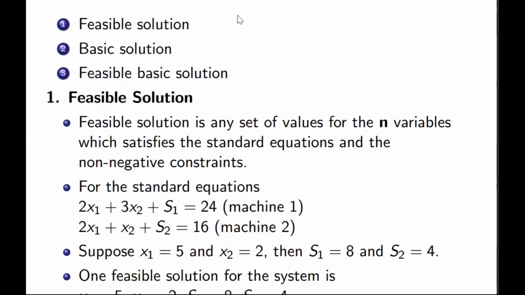So we have number 1, feasible solutions. A feasible solution is any set of values for the n variables which satisfies the standard equations and the non-negativity constraints. For the standard equations, 2x1 plus 3x2 plus s1 is equal to 24, 2x1 plus x2 plus s2 is equal to 16. Suppose x1 is equal to 5 and x2 is equal to 2, then s1 is equal to 8 and s2 is equal to 4.